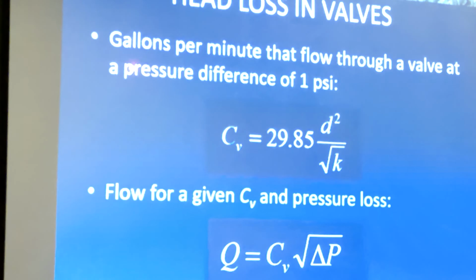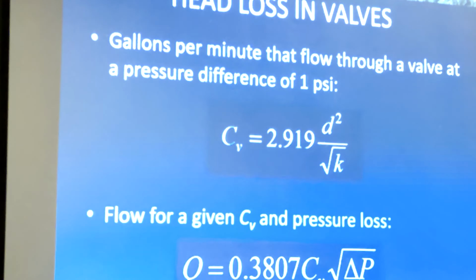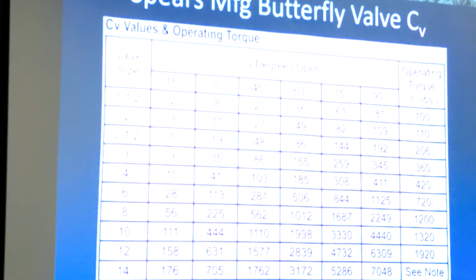And so the Cv value is the gallons per minute that flow through a valve at a pressure difference of 1 psi. Okay? And if you have a flow and Cv, you can determine the pressure change for your flow. So I'll show you how we do this. There's an SI unit version of it right here, so change the units. For example, this is a table from a manufacturer in the US of valves and pipe called Spears Manufacturing. This is their butterfly valve Cv table.